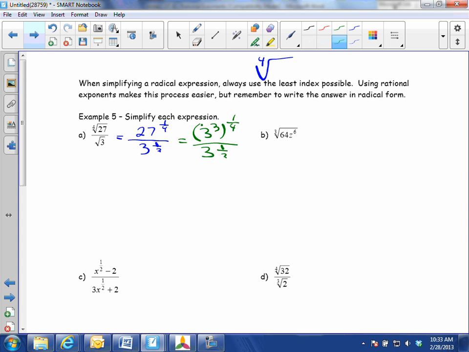Okay, what did I lose? I heard a lot of good. 3 to the 3rd. Right, because 3 times 3 times 3 gets us back to 27. I just rewrote 27. Okay, so then I have a power to a power.